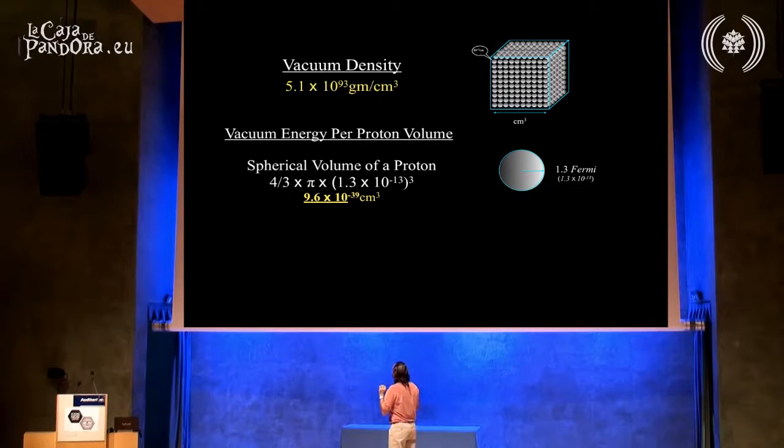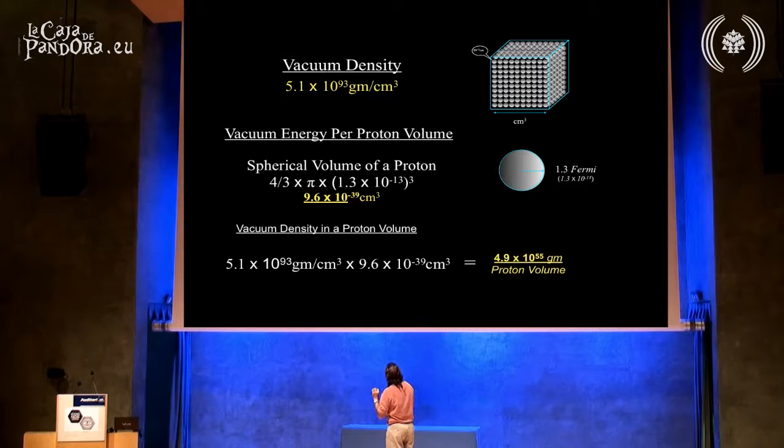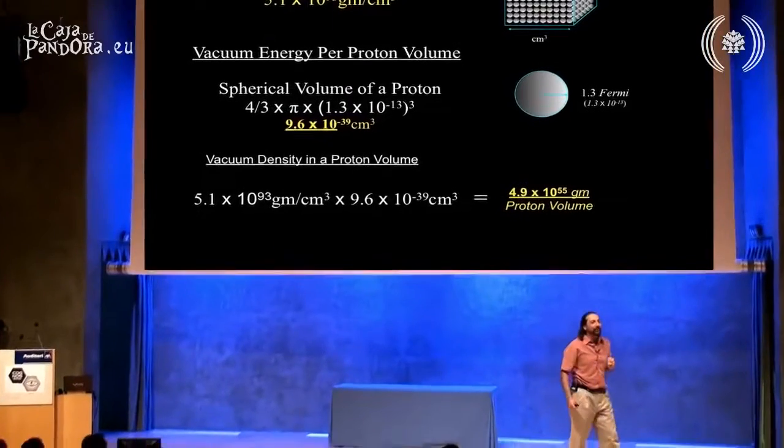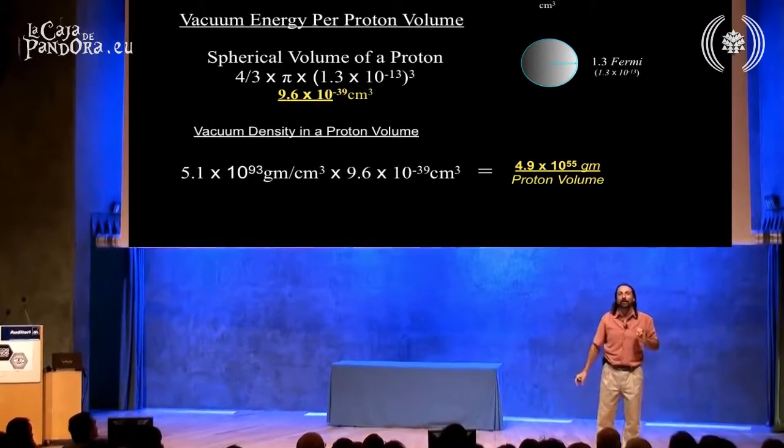And then I said, okay, so now if I take that volume and multiply it by the density of the vacuum, I will know how much vacuum density is inside the volume of a proton. So you see, it's in grams per centimeter cubed. The centimeter cubed cancels out. It leaves grams. And that's 10 to the 55 grams of energy in the vacuum that is still present inside the proton. Did you all follow this? That means that there's still 10 to the 55th grams of vacuum oscillation inside the proton of information.